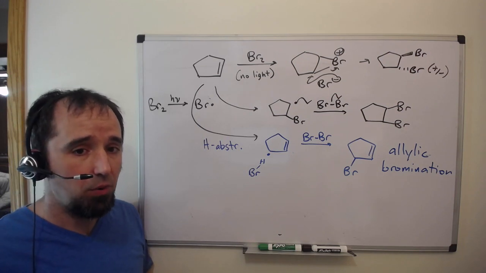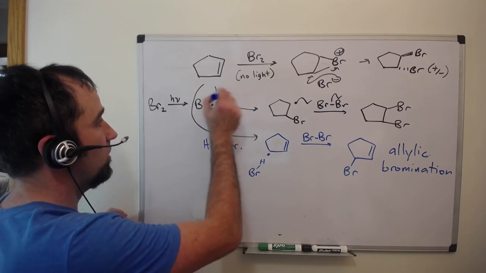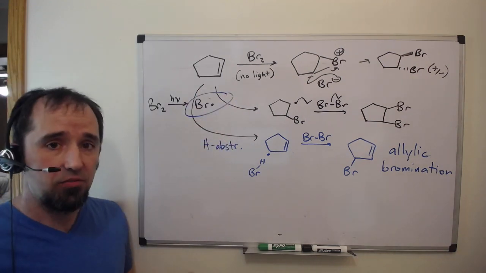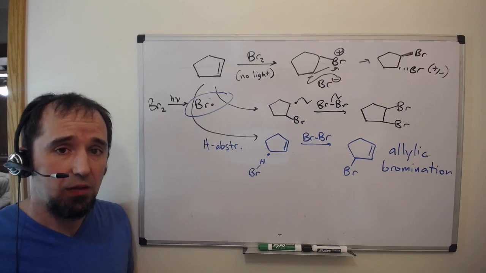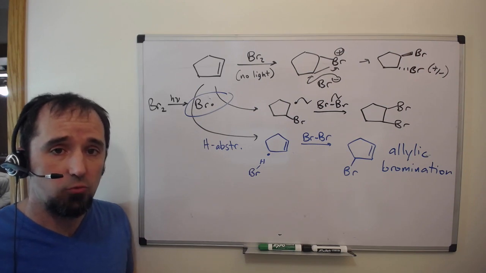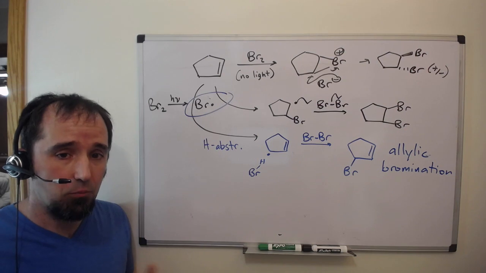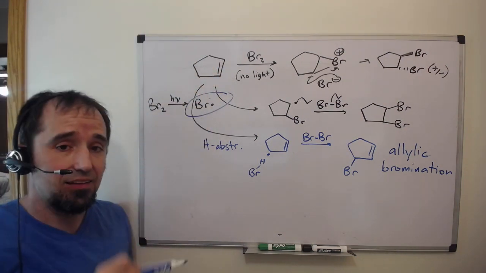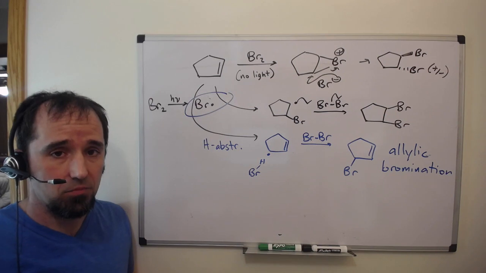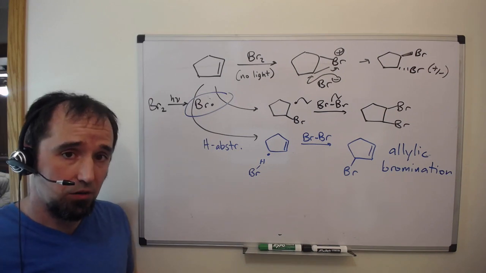Okay? But what if we have some radical initiating in there, so some light, let's say, and we're able to get some bromine radical, right? So let's say we've got quite a bit of Br2, some alkene, and just the tiniest bit of Br dot. Okay, two things could happen.